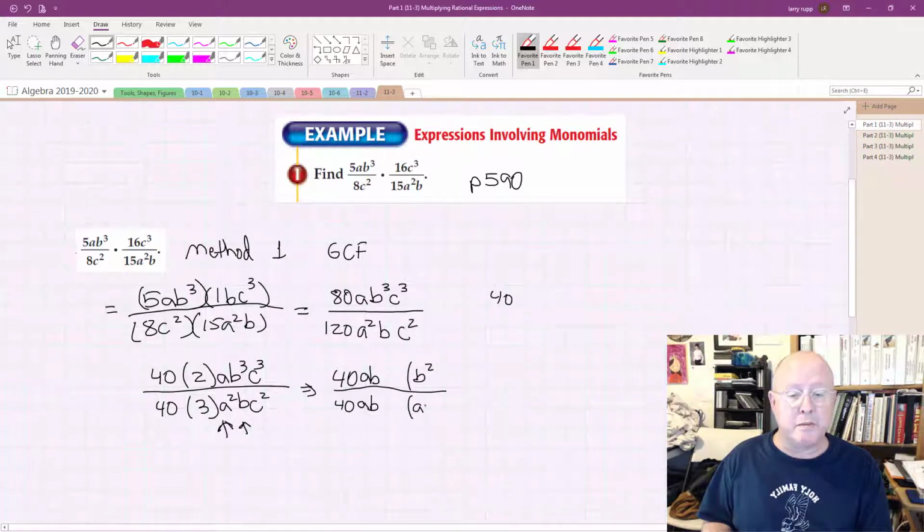When we take a B out on the bottom, that's all that's there. It just comes out. Now we're talking about C's. We have a C squared on the bottom and a C cubed on top. So there's at least a C squared in both places, so we can factor out a C squared top and bottom. When we factor out a C squared on top, we're left with C. When we factor out a C squared on the bottom, that's it.